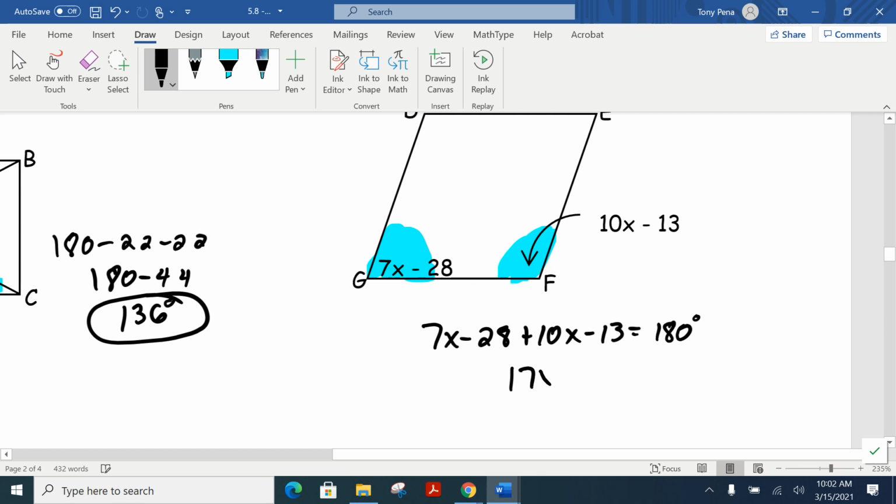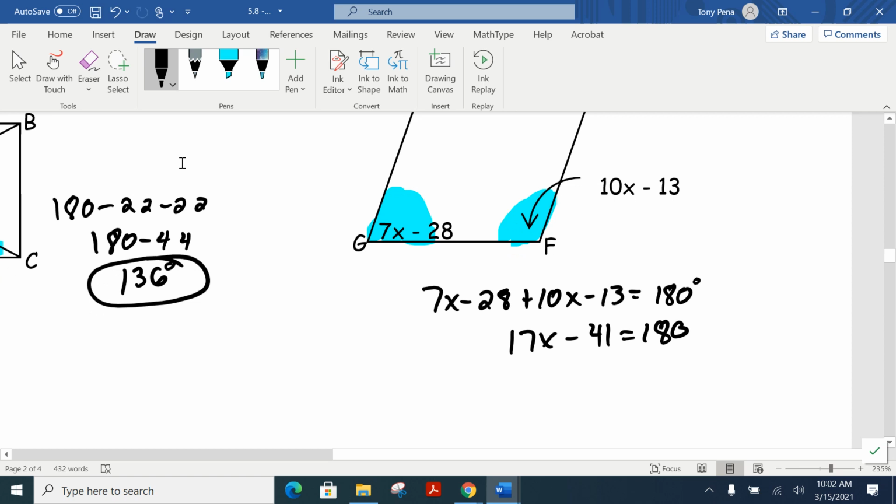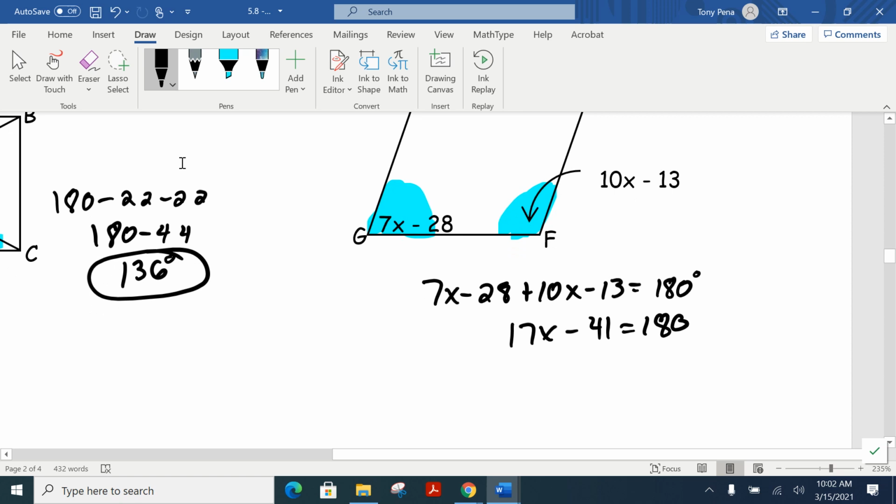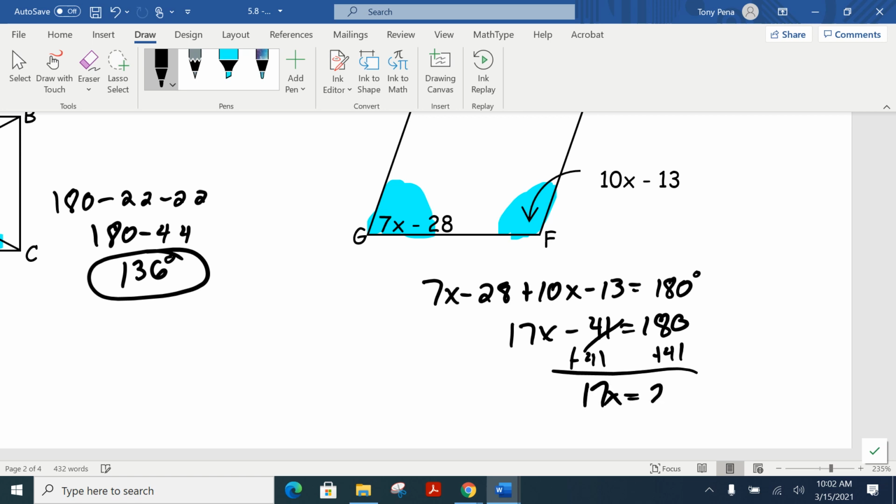First time I think we've done this today, we've had to do the supplementary idea and add them. So when we do that, you just add your like terms on the left. Plus 41. Okay. And then 17x would equal 221. Is it 13? Okay, good. I know you freak out. I'm starting to freak out too when we get decimals, but we're good. Should get x is 13.